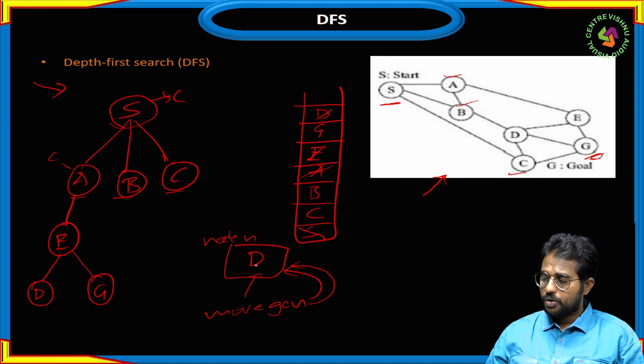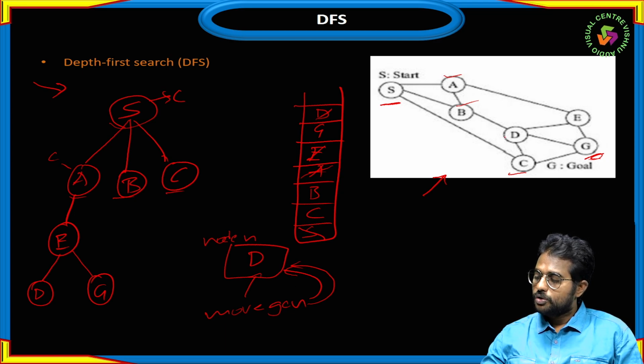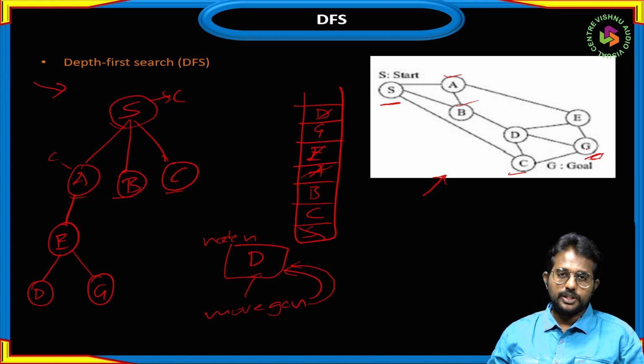D is not a goal node, so the else condition will be checked. I have to apply the moveGen function on D. By applying moveGen on D, the successors of D are B, C, E, and G. These four are the successors of D.